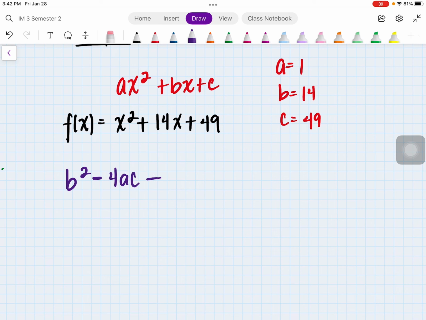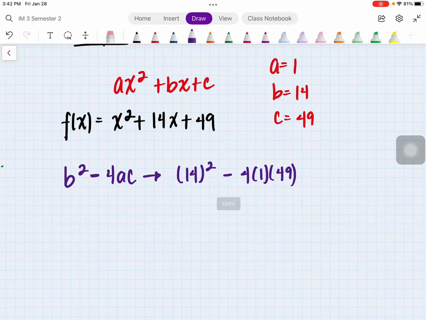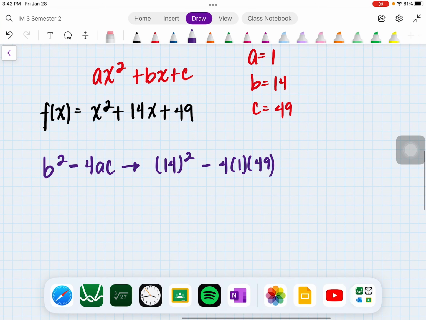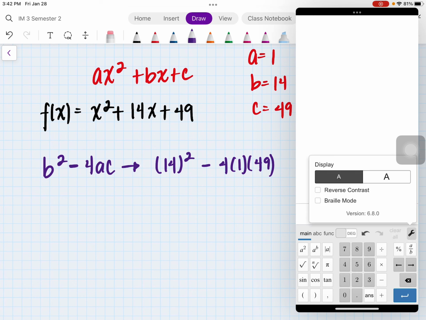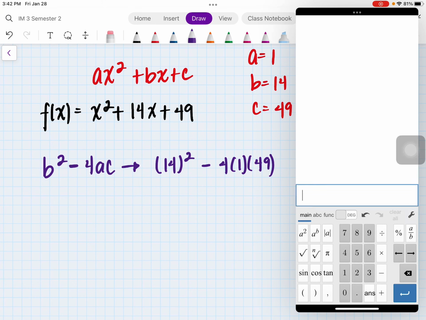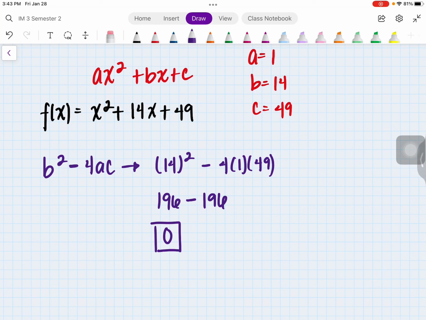B squared minus 4ac. B squared in this case is 14 squared minus 4 times 1 times 49. All right, so let's go ahead and bring out the calculator here. 14 squared is going to be 196, minus 4 times 49, which is going to be 196 as well. So 196 minus 196 is 0. So this here is the value of the discriminant. Since our discriminant is equal to 0, we have one solution.